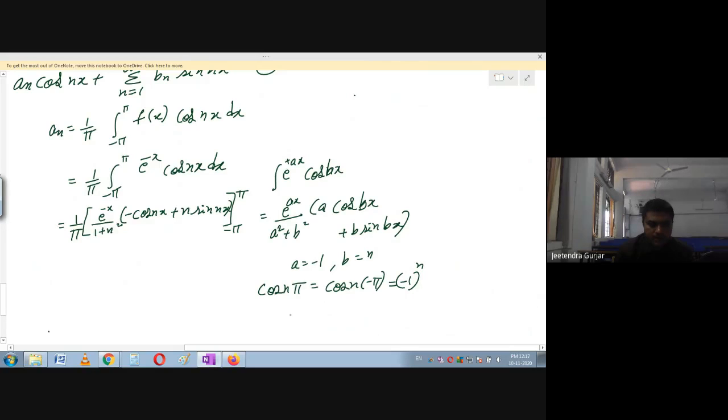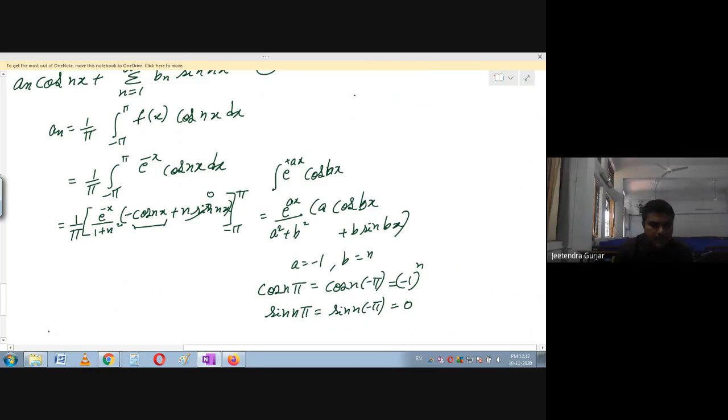And we have another formula: sin n pi or sin n minus pi will always be equal to 0. So this value is already 0. So I'm going to substitute only the pi and minus pi values in this.